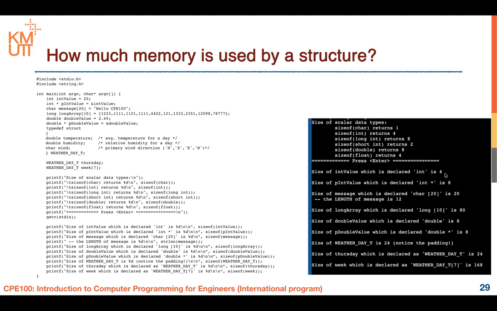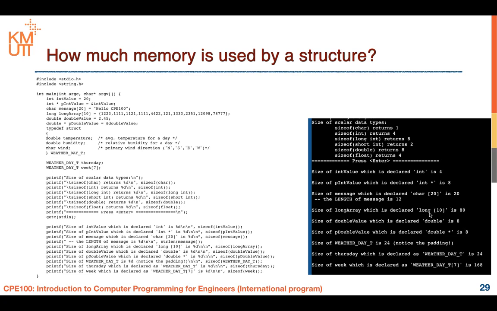For an integer value, the size is 4. But P is a pointer, or the address. Integer star is 8. See that for an integer value we keep only 4 bytes, but for an address we keep 8 bytes. Double, the address for double is 8 bytes as well.